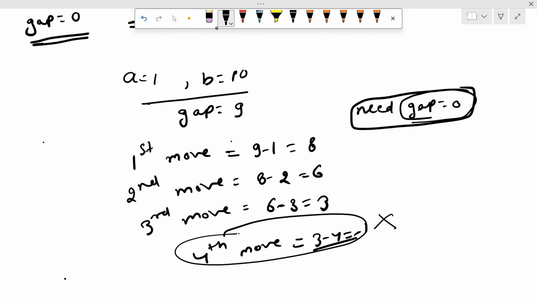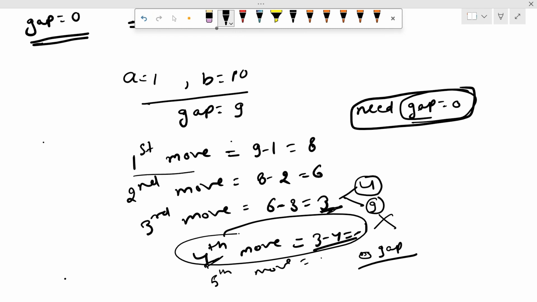So here we have gap 3. If instead we had gap 4 or gap 9: if we have 4, then we can reduce by 4 in the fourth move. And if we have 9, we can reduce by 4 in the fourth move and by 5 in the fifth move, and we will get 0 gap after the fifth move.